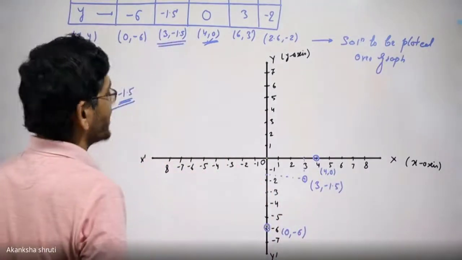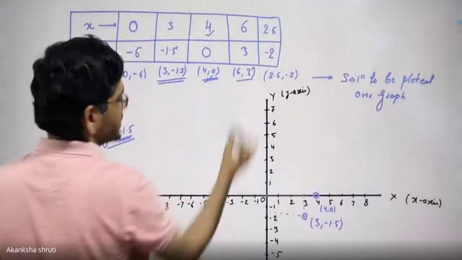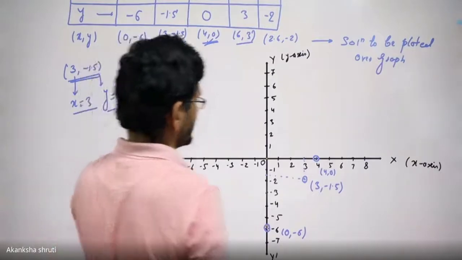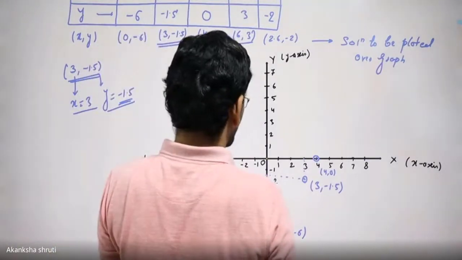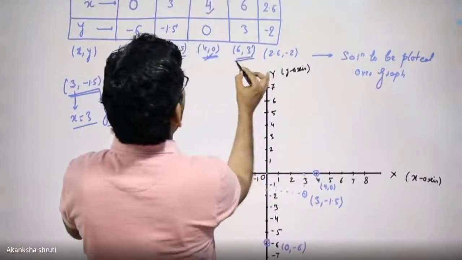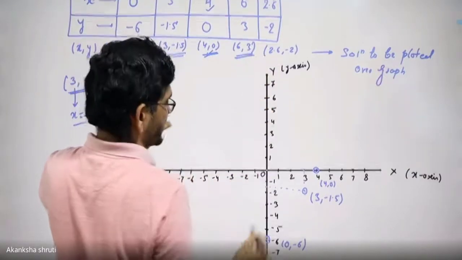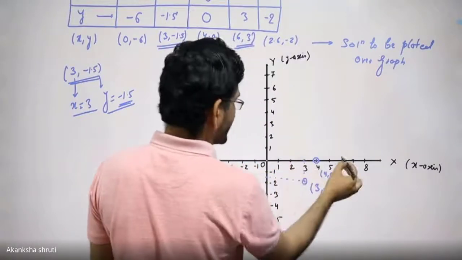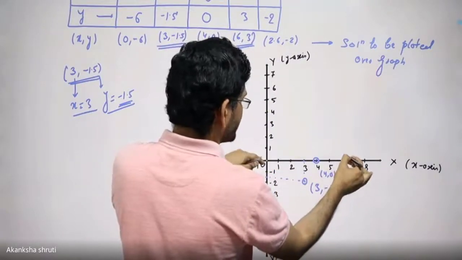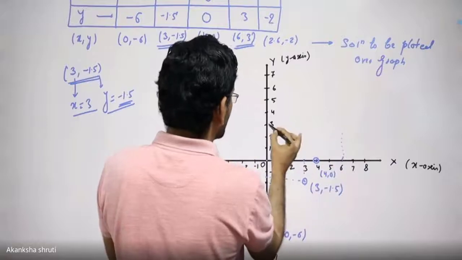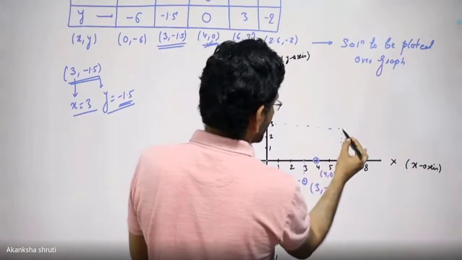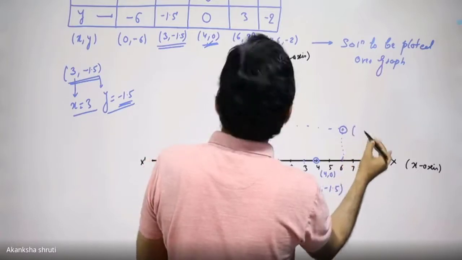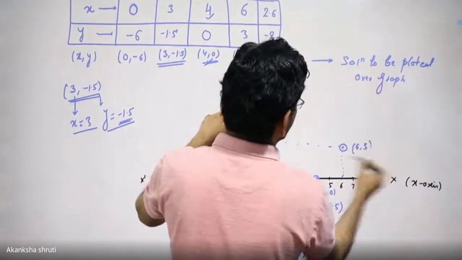Students, after that we need to put one more point. Even these 3 points are enough to join. On joining, you will get a straight line. Students, let us consider one more point. x is 6, y is 3. So x is 6, coming to this point, and y is 3, which means positive direction. We need to move upward, and it is 3, so this length should be 3 only. So the point is 6, 3.